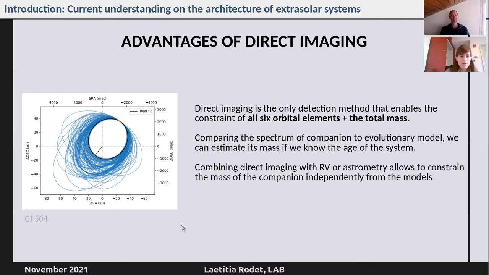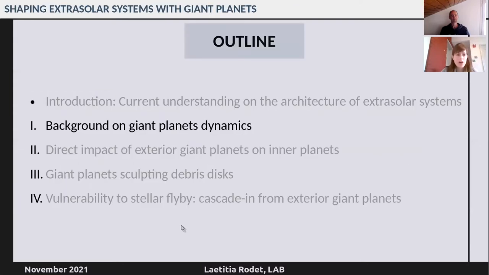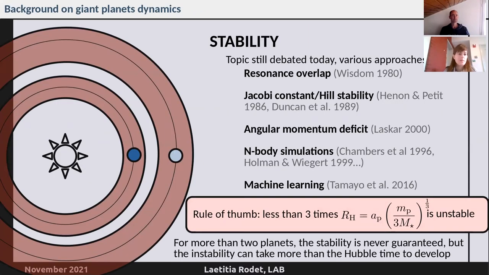Okay, so now I will focus a bit more on the dynamics of all these systems, the history and future of a planetary system when you have a giant planet. I would say that the most studied topic in celestial mechanics is the stability of planetary systems. It's a very complex issue. Even when you only have one or two planets, there is still a debate over the stability limits and the stability constraints.